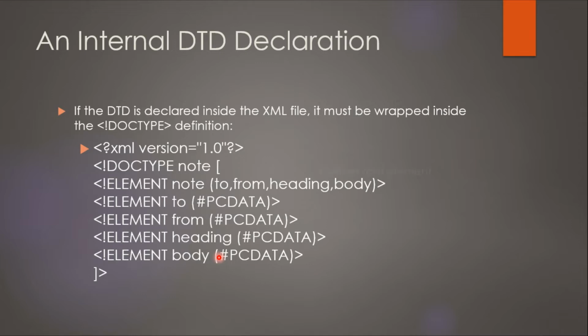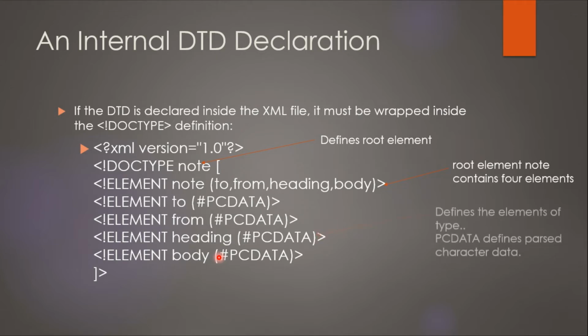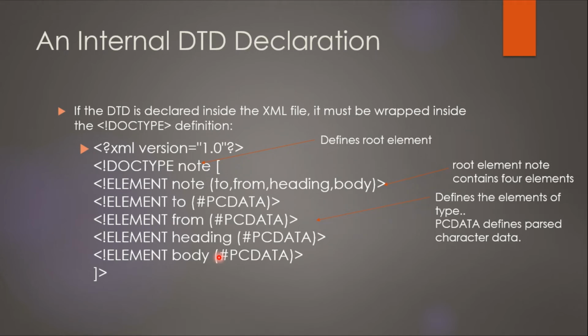The note is the root element. The root element note contains the four elements: to, from, heading and body. PCDATA defines parsed character data. It means parsable text data. This is the example of internal DTD. Now moving on to the next, the external DTD.